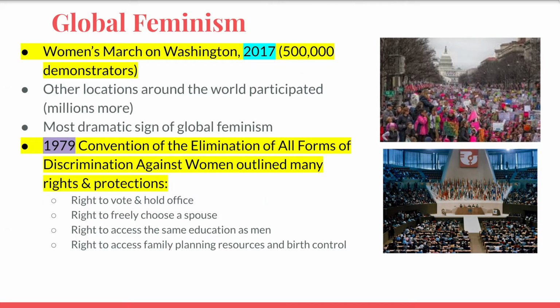Another social movement is global feminism. So in 1979, the Convention on the Elimination of All Forms of Discrimination Against Women outlined many rights and protections: the right to vote, hold office, freely choose a spouse, the right to access the same education as men, the right to access family planning resources, especially birth control. And by 2017, the Women's March on Washington happened, where over 500,000 demonstrators marched in protest to continue to spread the movement and the message.